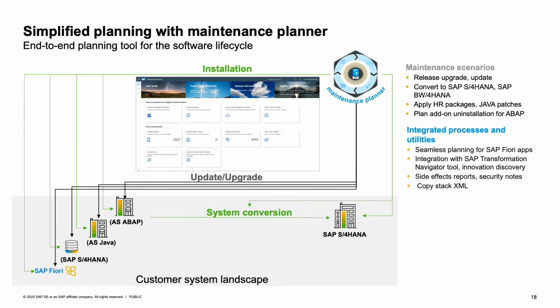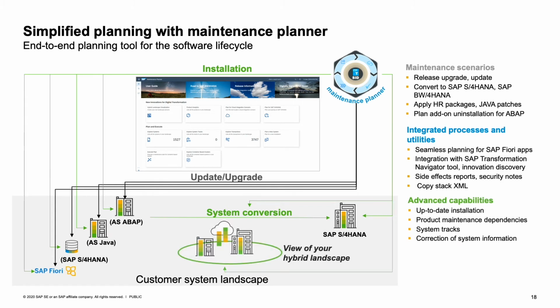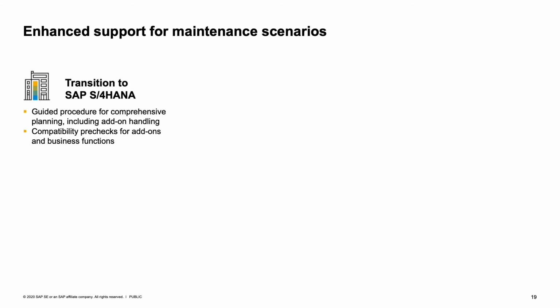Various maintenance scenarios are extensively supported in Maintenance Planner, and we have been continuously simplifying the planning process by having the integrated processes. For example, we integrate with the discovery tools such as Innovation Discovery, Transformation Navigator, and so on. We offer a lot of advanced capabilities. I'll touch upon these in a while. And now we also support hybrid scenarios with the new features as I mentioned. So the idea behind this slide is to give you an overview of all the major functionalities which are supported in Maintenance Planner. And now I'd like to talk about some of these functionalities.